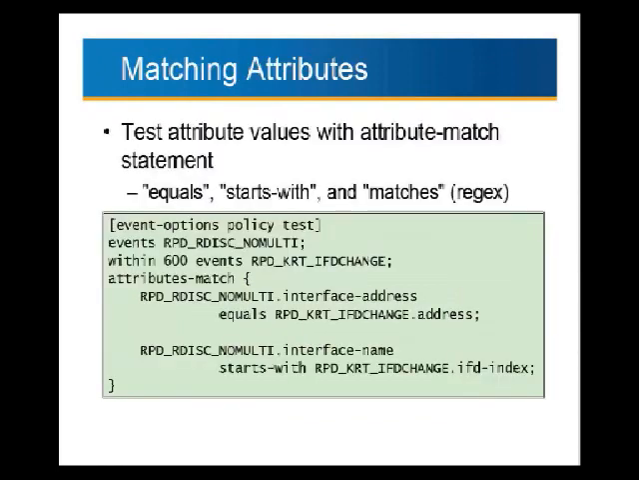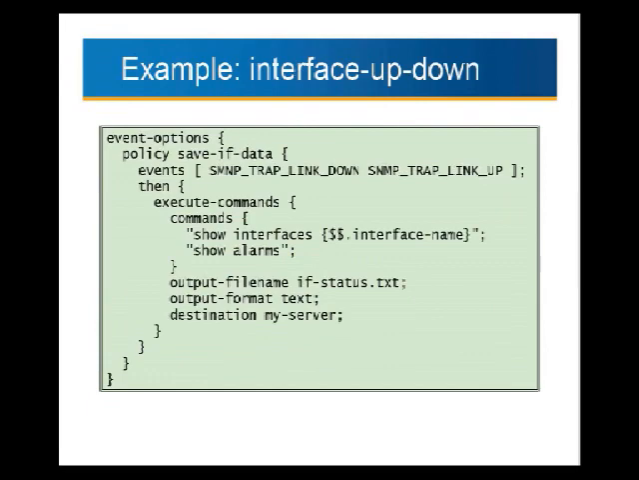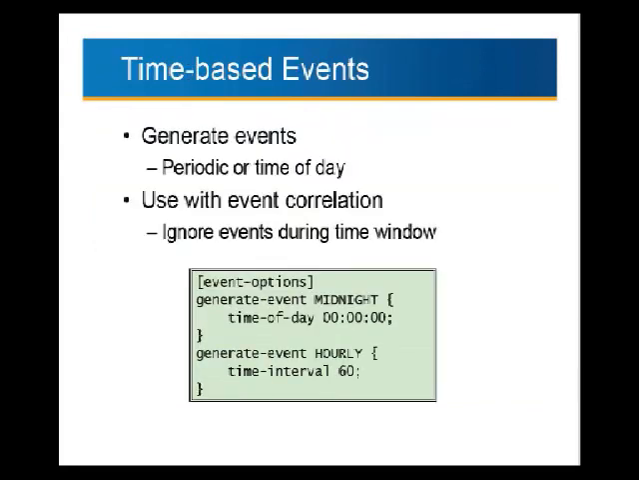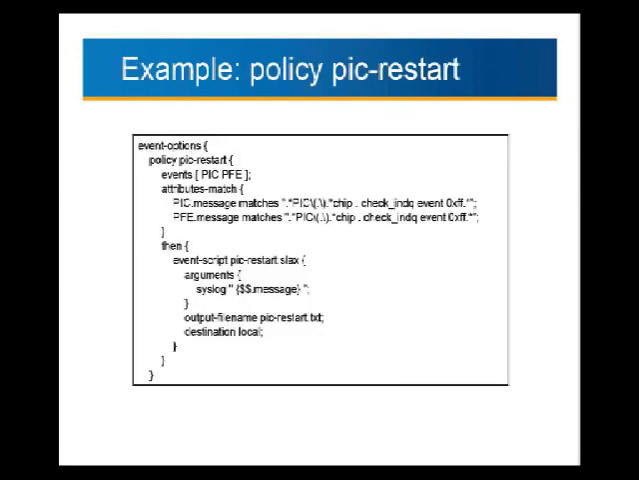One of the things you can do is compare attributes for particular events, saying if the interface address of this event matches the address of this event, then I want to perform the action. Here's a simple event policy that retrieves information when an SNMP link up or down is seen. You can also do time-based configuration, mimicking cron, with time of day or interval timers. You generate an event and then you attach that event to a script or an event policy.